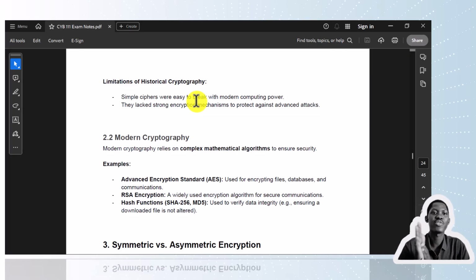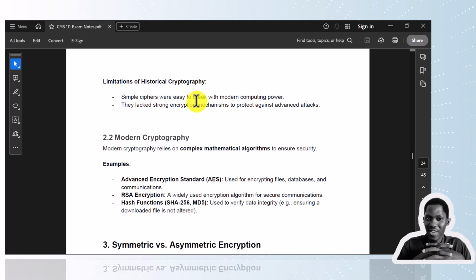So limitations of historical cryptography. What are the limitations of these examples of cryptography in the olden days that we're using? Caesar cipher is very easy to break. Yourself, you can already see it. You just need to know how many letters away that they are using.